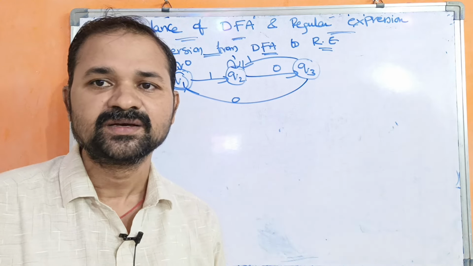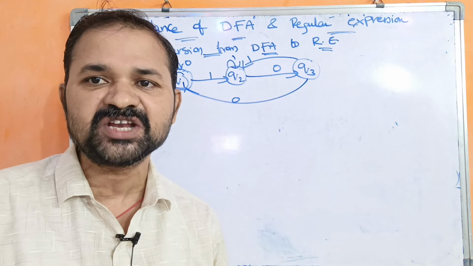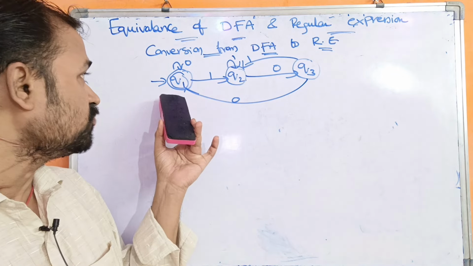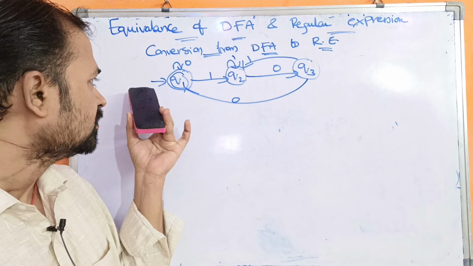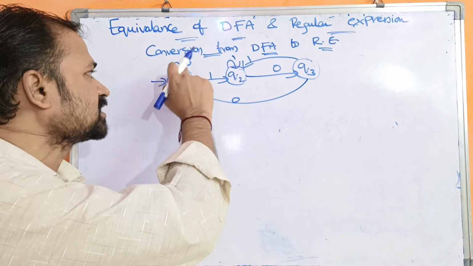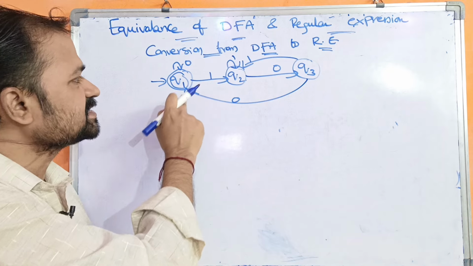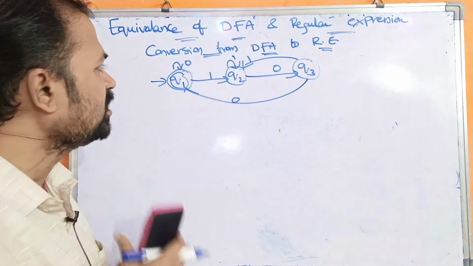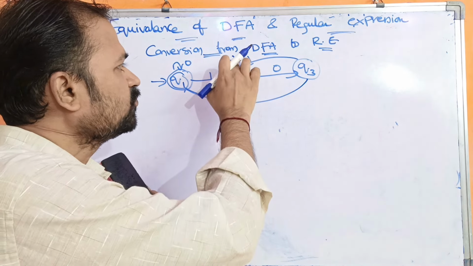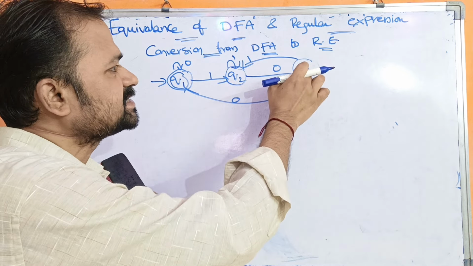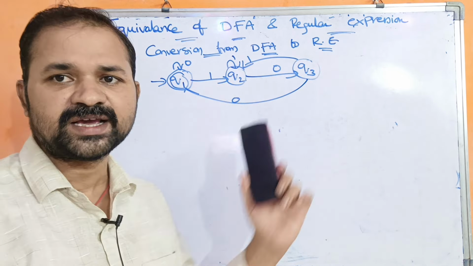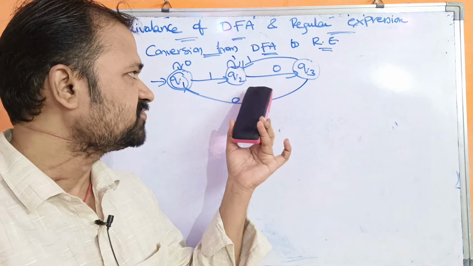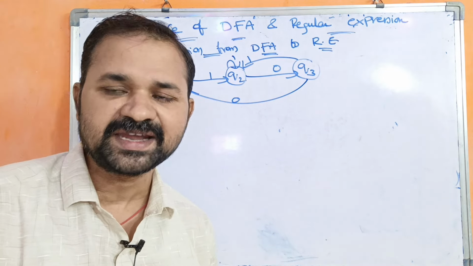The first step is we have to construct an equation for each and every state based upon the incoming edges. If you take Q1, what are the incoming edges of Q1? This is the only incoming edge. If you take Q2, one edge is on applying 1, and another edge is on applying 1 from Q3. These are the incoming edges. So this is the first step.